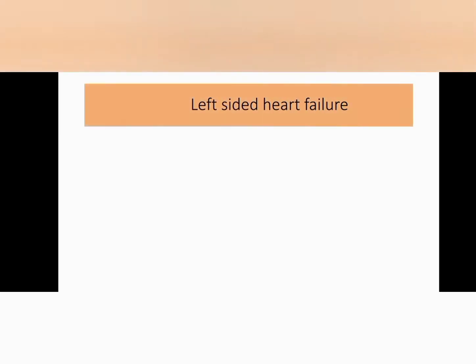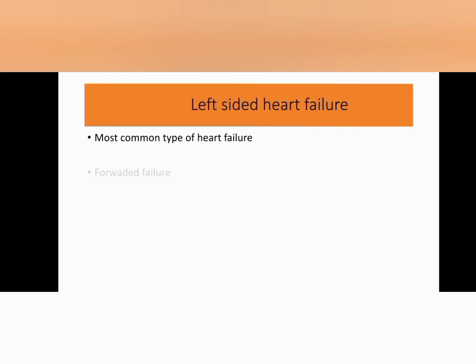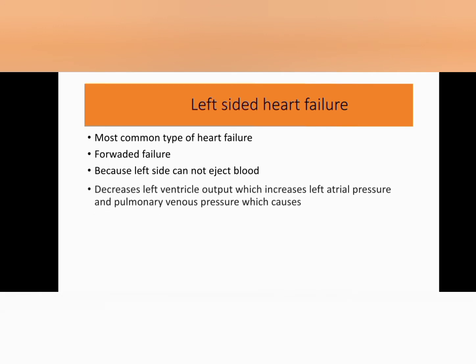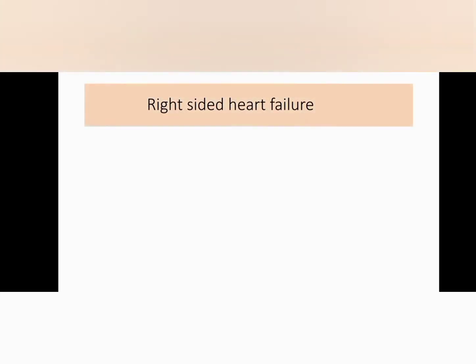Left-sided heart failure is the most common type of heart failure, and it is also called a forward failure because the left side of the heart cannot eject blood into the aorta. This decreases left ventricular output, resulting in increased left atrial pressure and pulmonary venous pressure, which causes pulmonary edema. Right-sided heart failure.